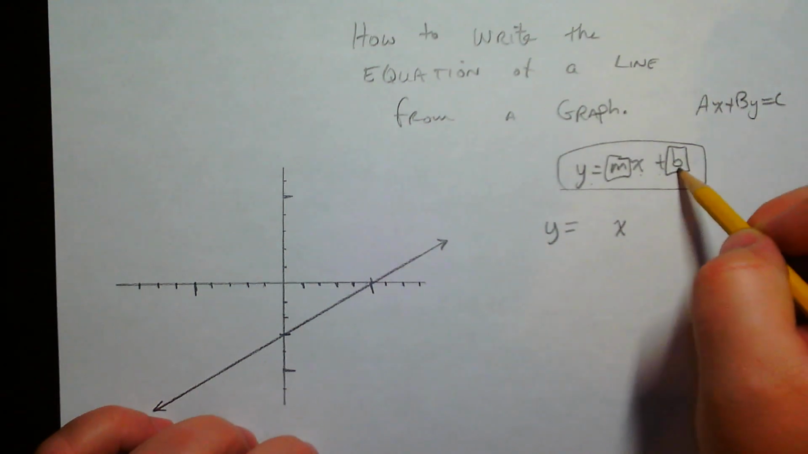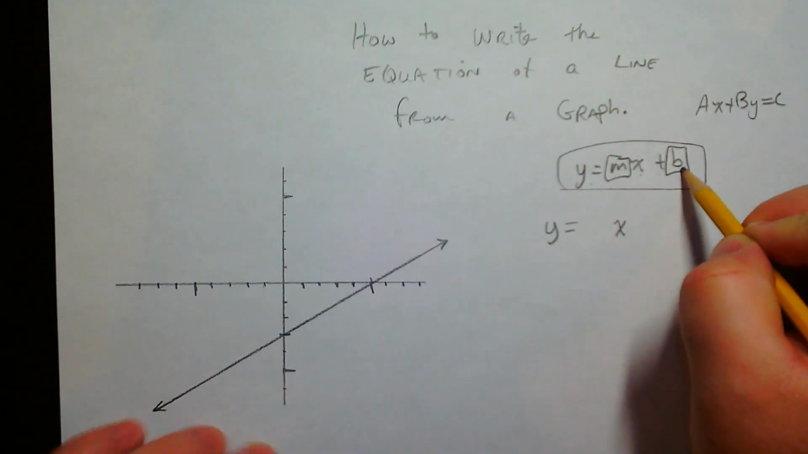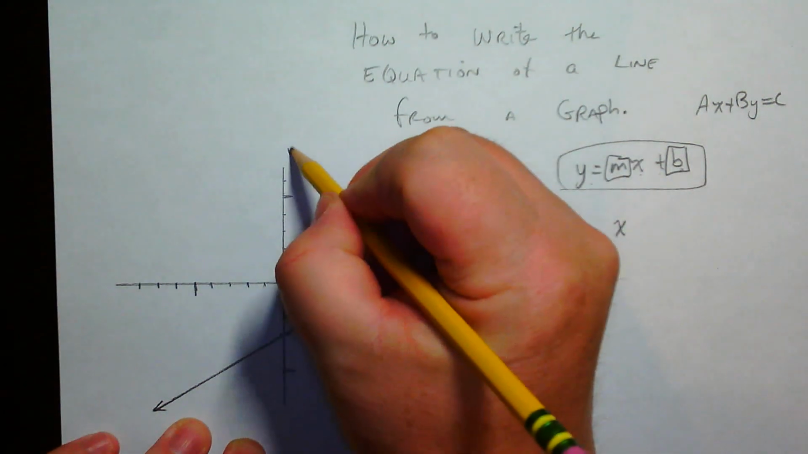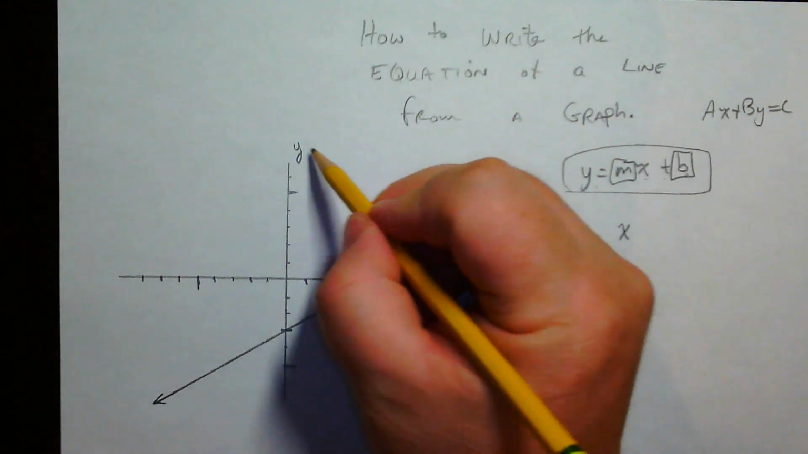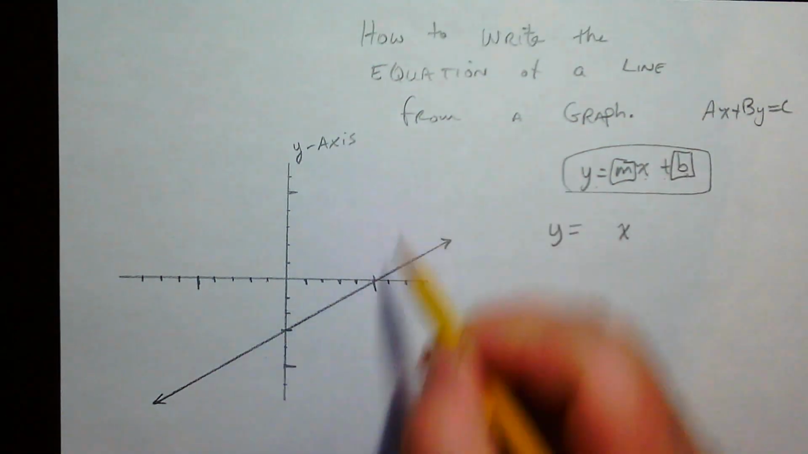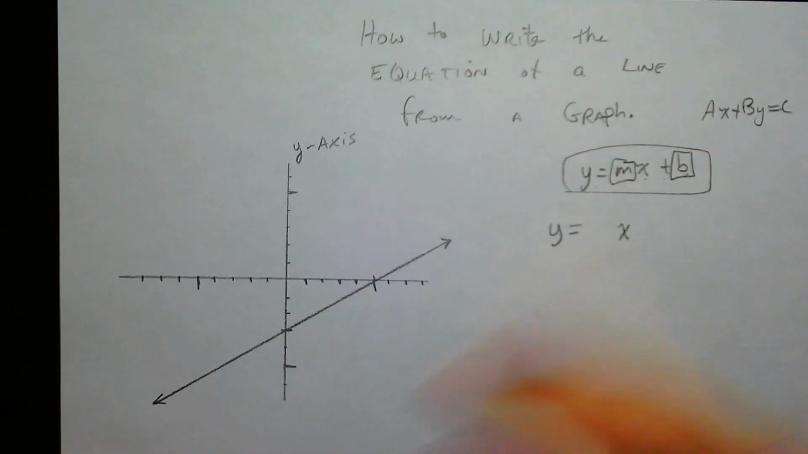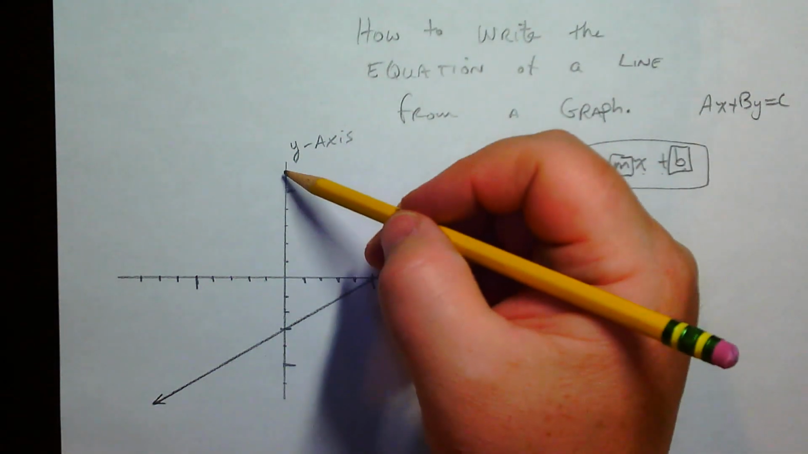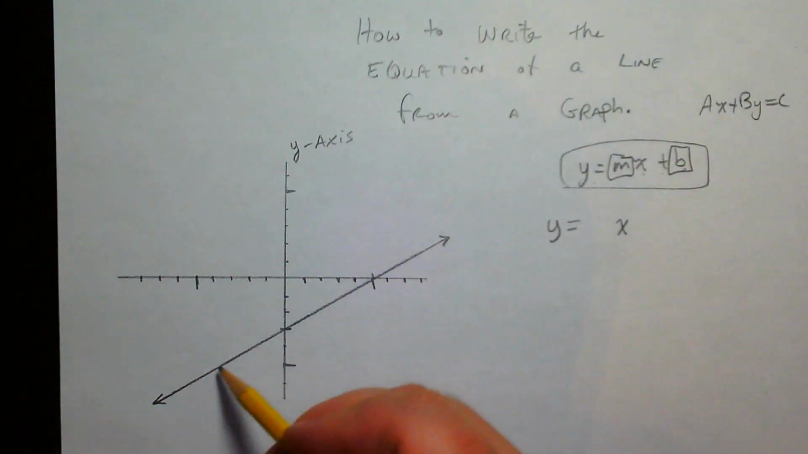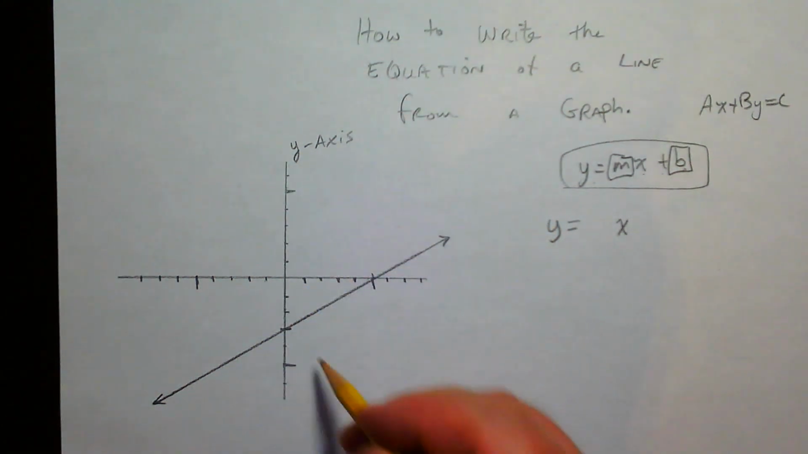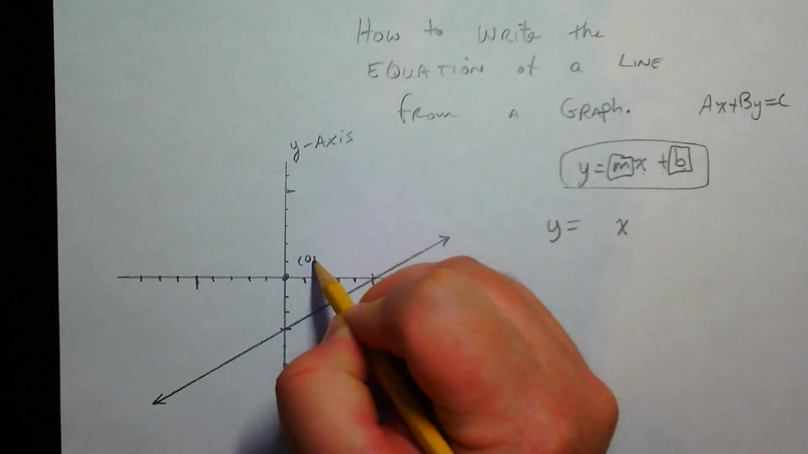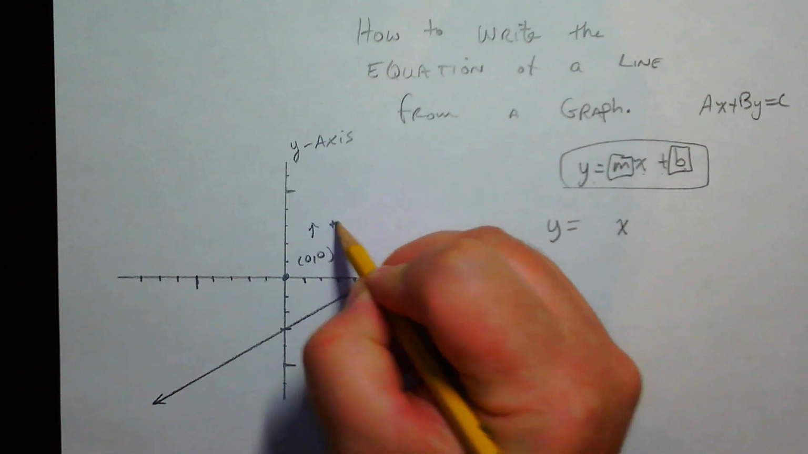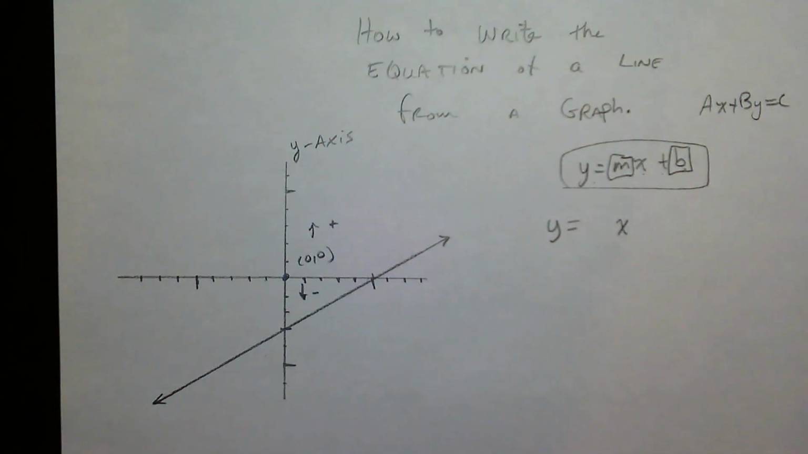Now, this number right here is the y-intercept. The y-intercept is where our graph crosses the y-axis. So this is a coordinate plane. We draw a graph on top of a coordinate plane. So all you've got to do is find the number where this line crosses this y-axis right here. Now, this is the origin. It's 0, 0. Up is positive and down is negative. So all we've got to do is count.